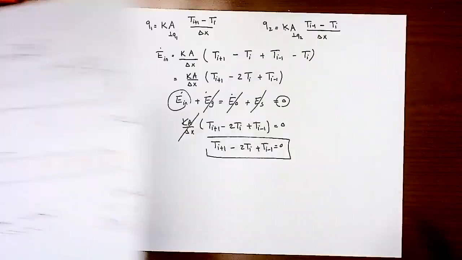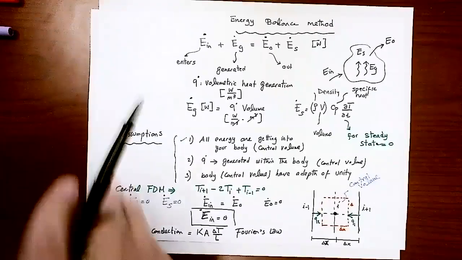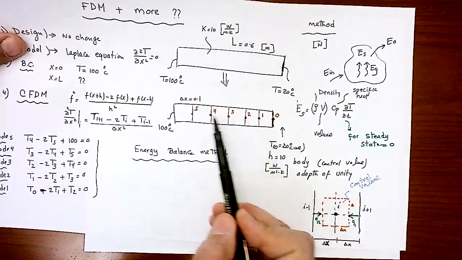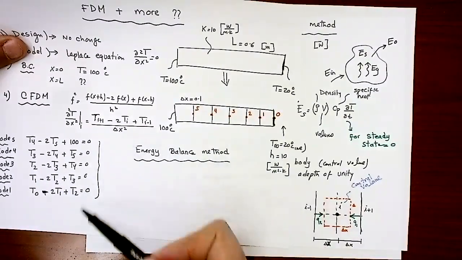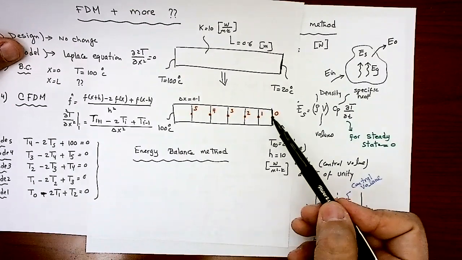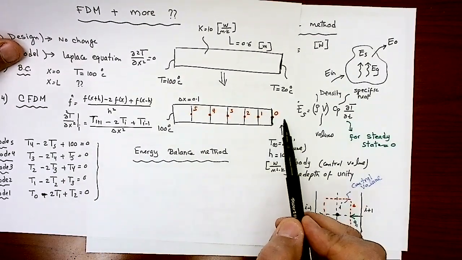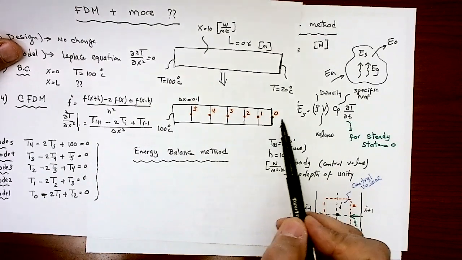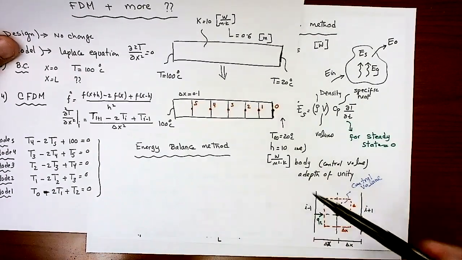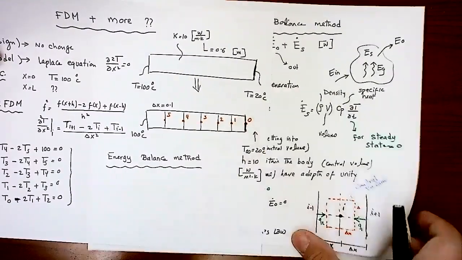Again, if you apply that energy balance method the same way for nodes 1, 2, 3, 4, 5, you end up having the same equation here. Now let's try to use that energy balance method for node number 0, because the central finite difference method failed to find a node next to it to the right. So we couldn't find a node outside here. So we're going to use the energy balance method to find an equation for node number 0.